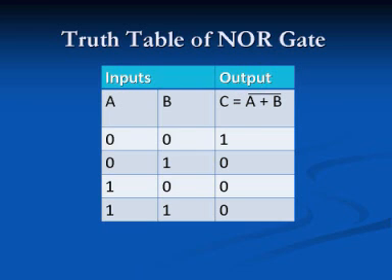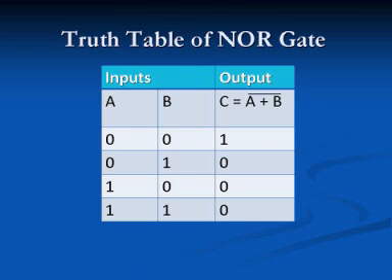For inputs AB equal to 0, 1, the output C is equal to 0. For inputs 1, 0, the output C is equal to 0. For inputs 1, 1, the output is 0. We may again note that the output C is 1 only when both the inputs are 0. If either A or B or both are 1, then the output is 0.